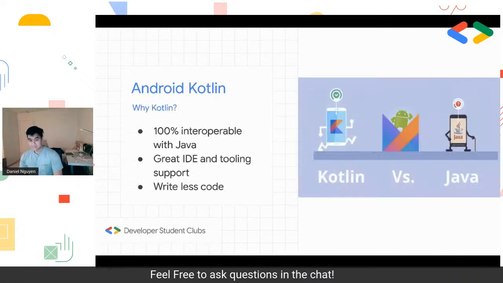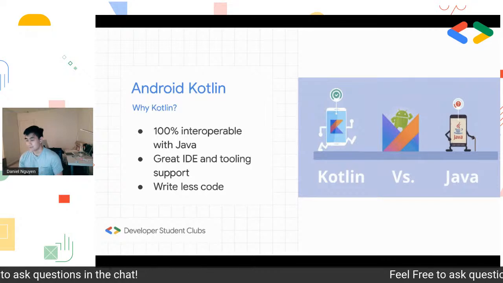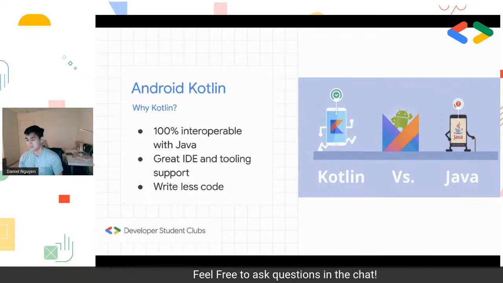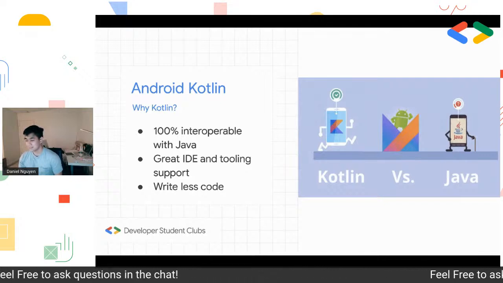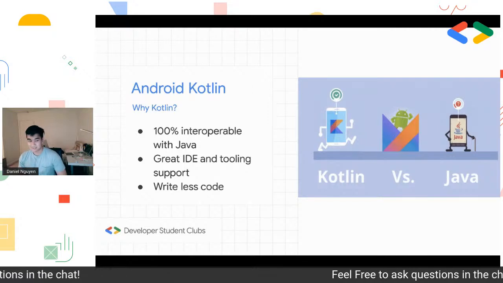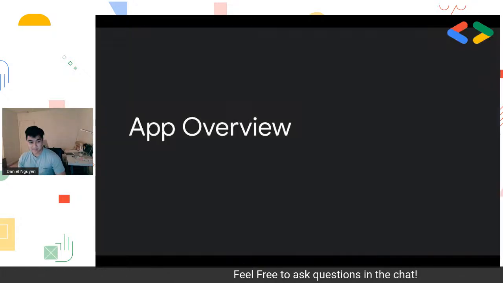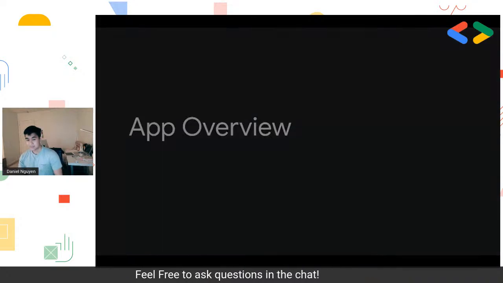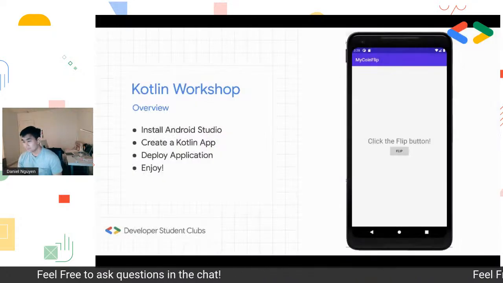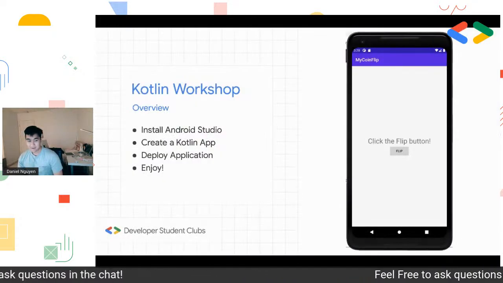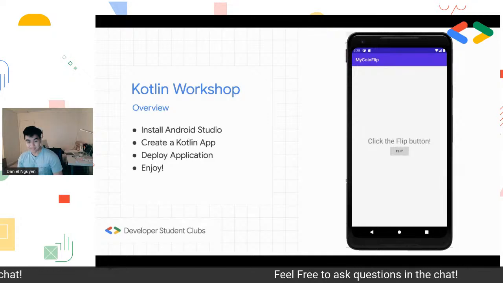Android is 100% compatible with Java. Kotlin has great IDE and tooling support, supported by JetBrains, which also makes PyCharm and CLion. And we use Kotlin because you write less code than Java and it's easier to implement. So the app we'll be building today is going to be a coin flip app. I'm going to pass it over to Sydney so she can show you how to start the project.